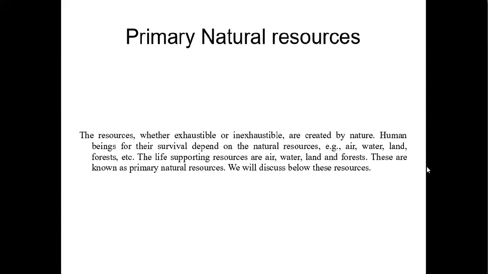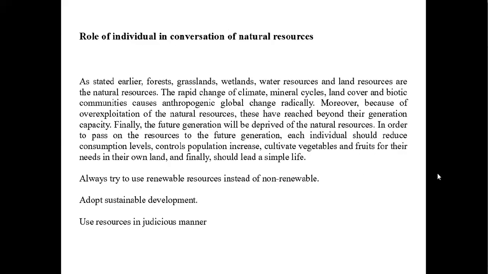What are these primary natural resources, and which resources are known as primary natural resources? The resources, whether exhaustible or inexhaustible, that are created by nature. Human beings depend on natural resources for their survival, for example, air, water, land, forest, etc. The life supporting resources are air, water, land, and forest. Without air, water, or land, life cannot be supported. So these resources are known as primary natural resources.